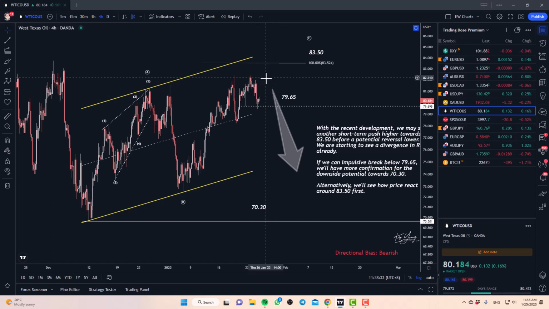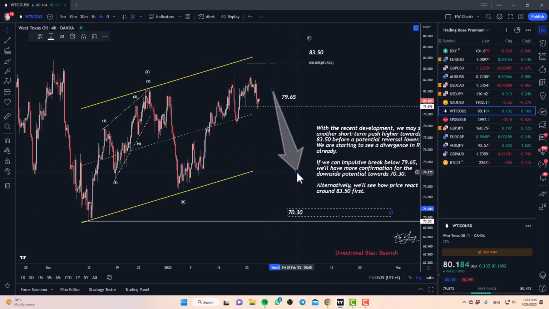So crude oil, overall, we're still maintaining a bearish perspective. The final target here potentially is looking at all the way back to 70.30, which is the previous low.